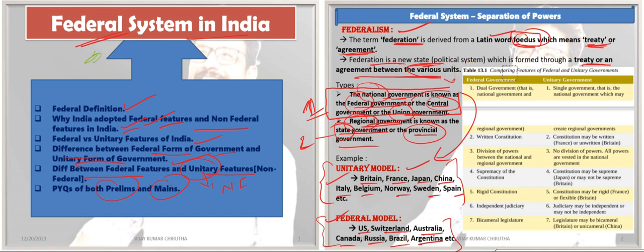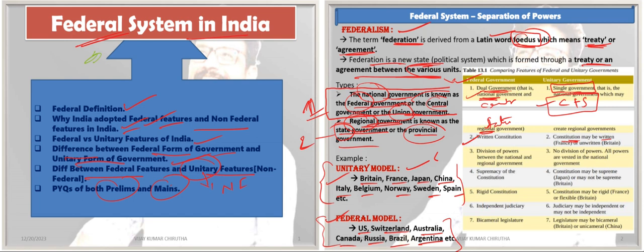Let's see the difference between federal government and unitary government. The reference is from Laxmikanth. The federal government is a dual government. One is the national government, another is the regional government. One is at the central level, another is at the state level. It has a written constitution. Unitary government is only a single government. Both center and state follow only one government. There is no state government here. But the federal government is a dual government.